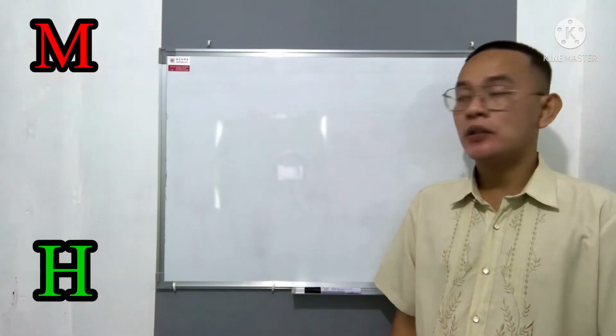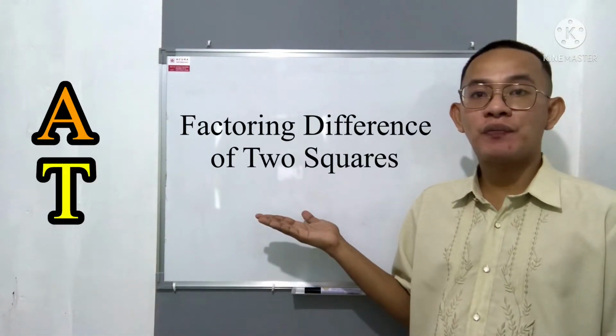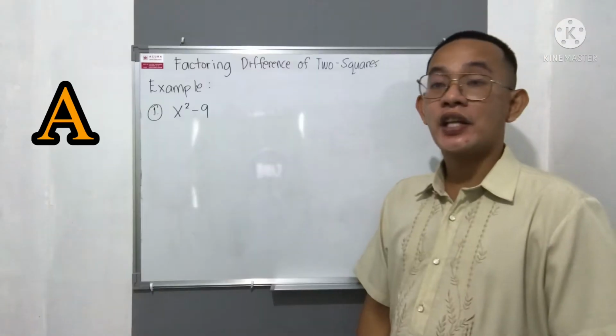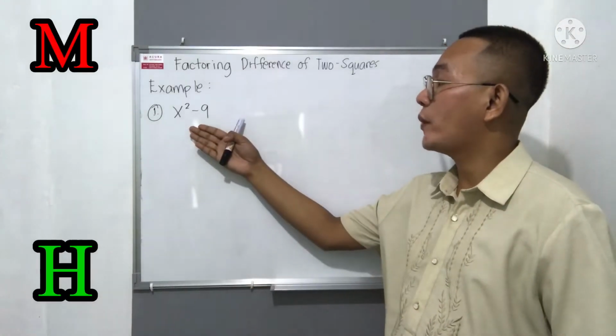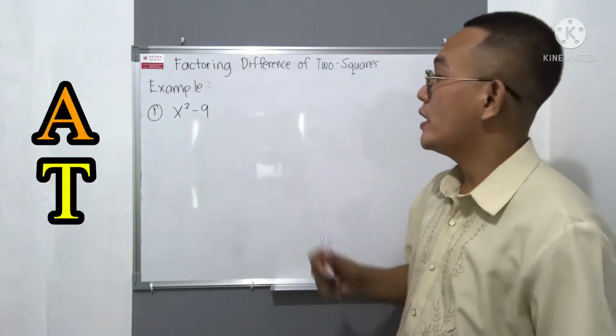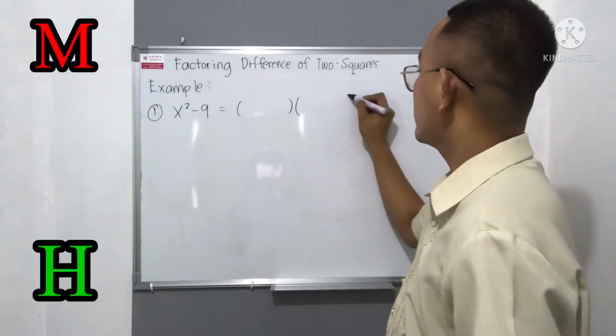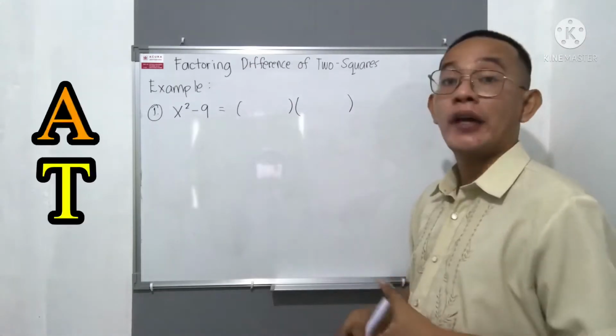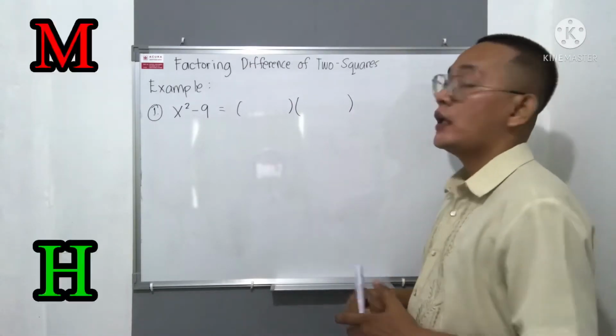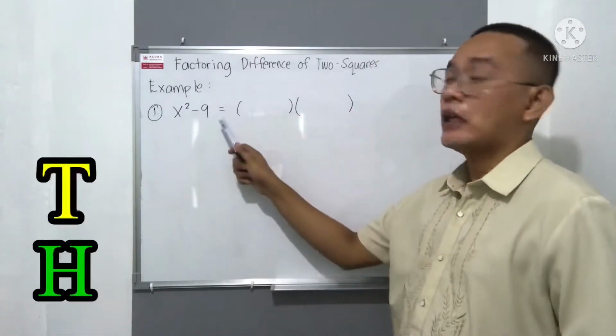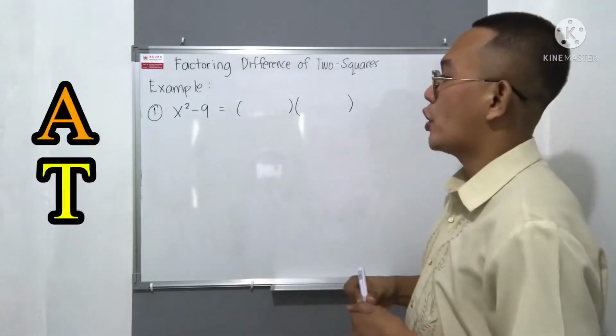Our lesson is about factoring difference of two squares. Example number 1, we have x squared minus 9. Ang una natin gagawin, maggawa lang tayo ng dalawang parentheses para sa factor ng ating difference of two squares. Now, kukunin natin ang bawat root sa bawat term ng ating given polynomial.